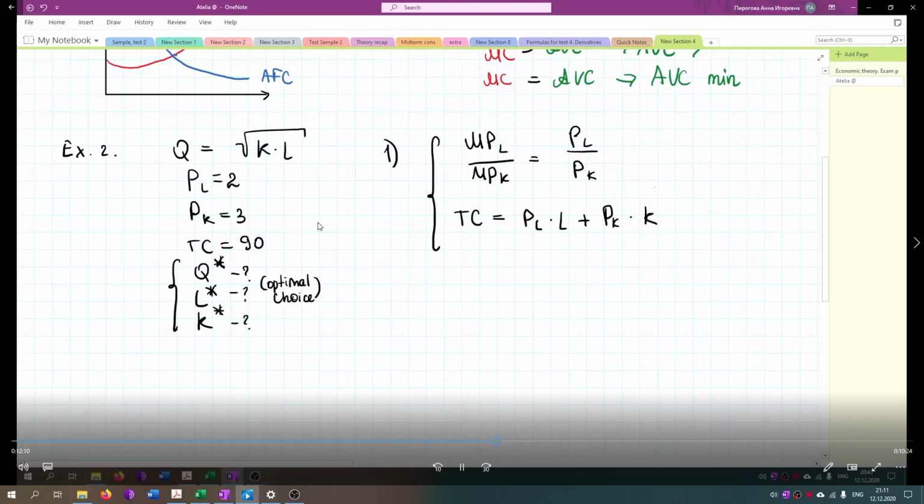And if we look at our task, we can see that we are given pay for labor and pay for capital. So we know these numbers, but we don't know the marginal product of labor and marginal product of capital. So let's find the marginal product of labor firstly.